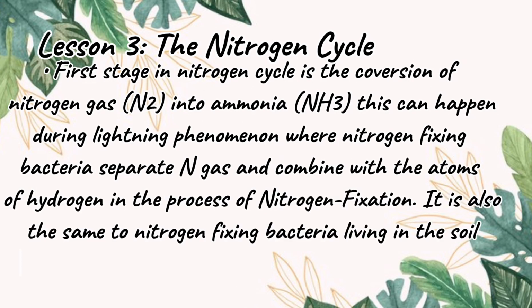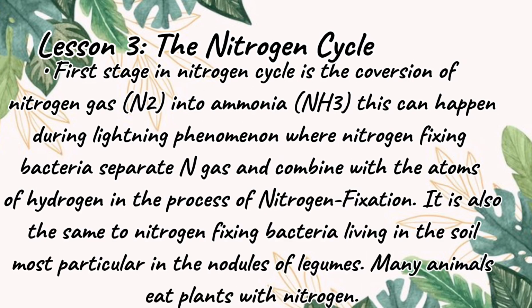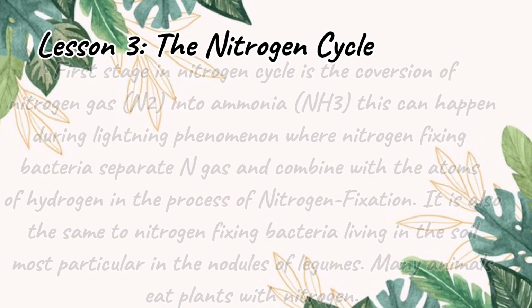The first stage in the nitrogen cycle is the conversion of nitrogen gas into ammonia. This can happen during a phenomenon where nitrogen-fixing bacteria separate N gas and combine it with atoms of hydrogen. Nitrogen fixation is also done by nitrogen-fixing bacteria living in the soil, most particularly in the nodules of legumes.